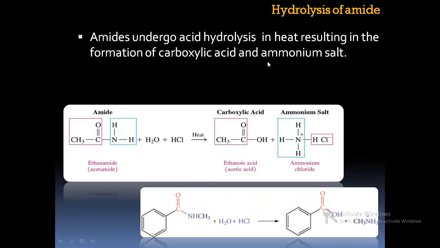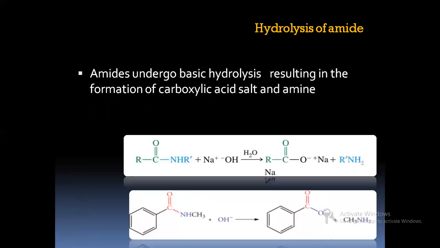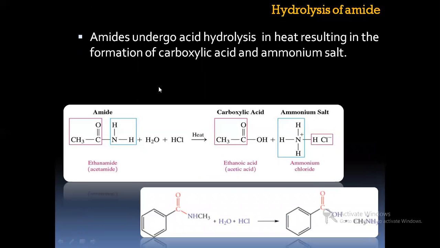Next we have hydrolysis of amide. So here we are considering the hydrolysis of amide in two conditions. One is in the presence of a strong acid, that is acidic hydrolysis, and the second one is in the presence of a strong base, that is basic hydrolysis or the alkaline hydrolysis. So amides undergo both kinds of hydrolysis.